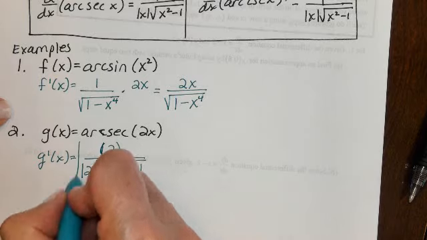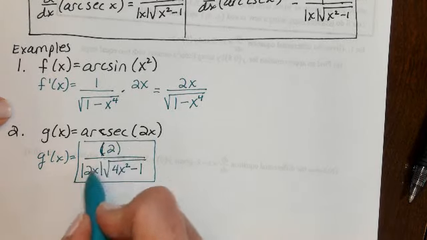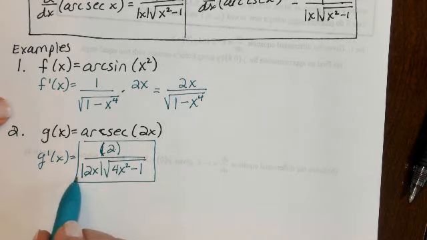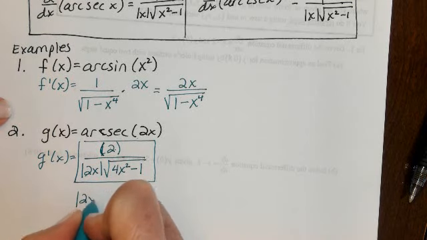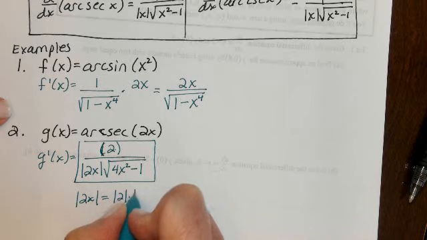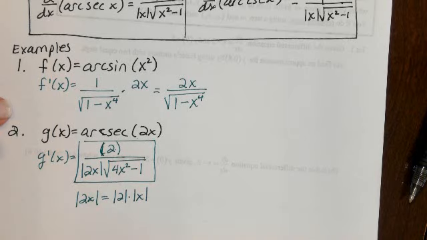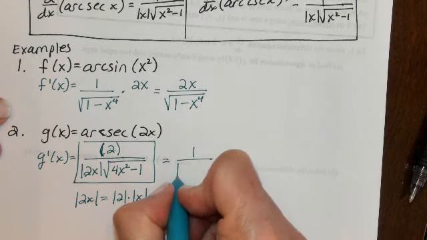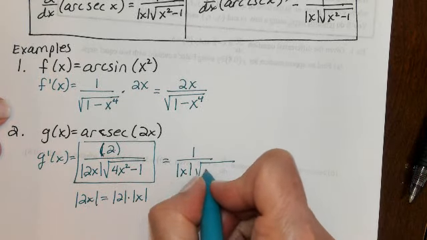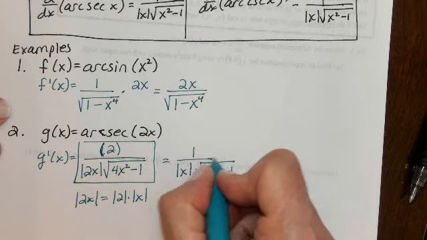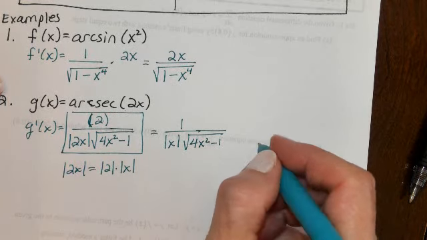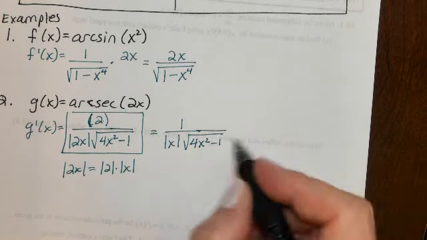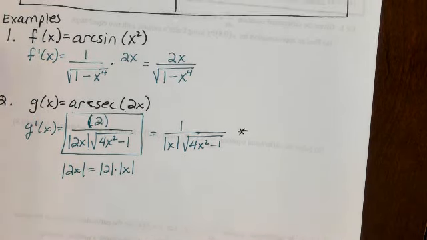Okay, this would be a safe stop spot. So question, do these 2's cancel? Can you take a 2 out of an absolute value bar? Yes, you can, because the absolute value of 2x is the absolute value of 2 times the absolute value of x. That's what it means. And the absolute value of 2 is just 2. So this is 1 over absolute value x square root 4x squared minus 1. It would be good if you remembered this little example for tomorrow.